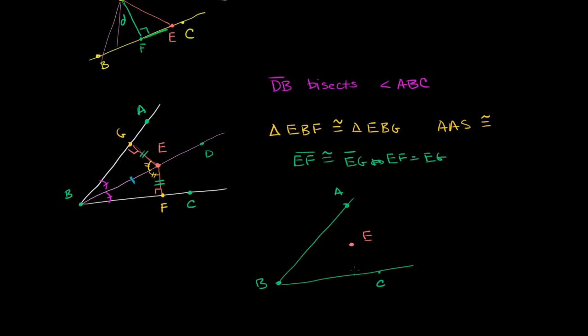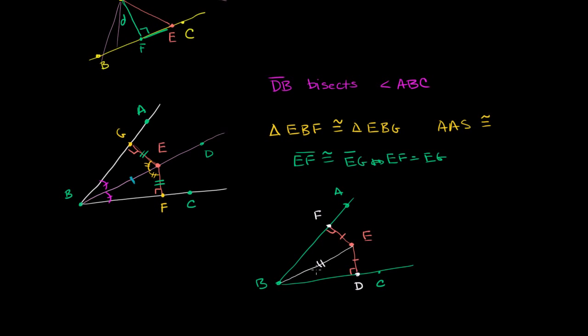So if it's equidistant to BC and BA, then this perpendicular right over here is going to be congruent to this perpendicular right over there. Let me give these points labels. Let's call this point D, and let's call this point right over here F. And let's just draw segment BE right over here. So once again, we have two right triangles. We already know that two of the legs are congruent to each other. They both share the hypotenuse. This hypotenuse is equal to itself.